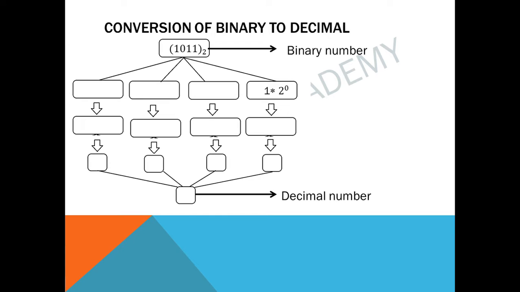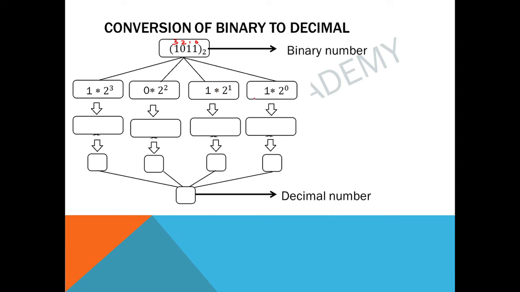First, write the given binary number. In this case, what are the binary digits here? 1, 0, 1, 1. We are writing from left to right. Next, we know the power; each power from left to right we have to write. So the powers are 0, 1, 2, 3. Always we have to take the power from left to right.